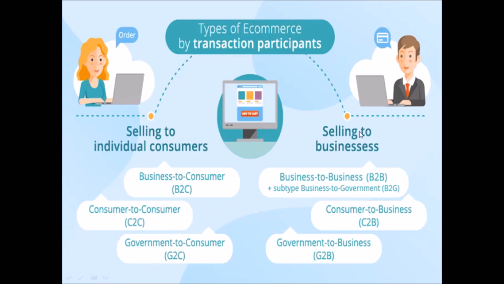So if we consider the category that is selling to business, then again we can have 3 classifications. First one, business to business. Second one, consumer to business. Third one, government to business. Here in all the 3 classifications, the receiving person is business. So likewise, we can have 6 e-commerce types, and apart from these 6, we can have some more classifications also based on the transaction participants. Now let us discuss one by one in brief.